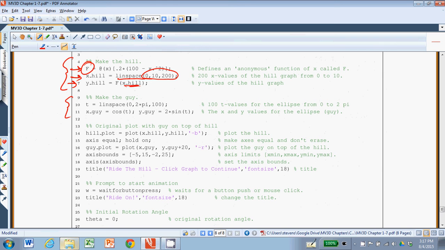My original guy is located at 0, 0. I first create the parameter t, which goes from 0 to 2 pi. X values are cosine t. The x radius is 1. Y guy is 2 times the sine, so the y radius is 2. That makes him taller than he is wide.